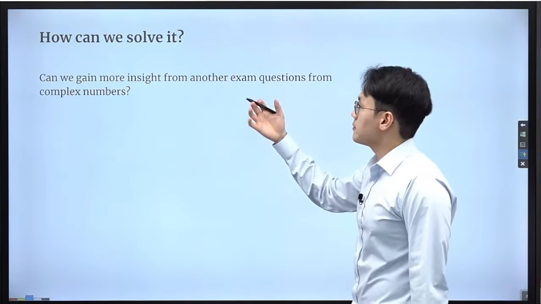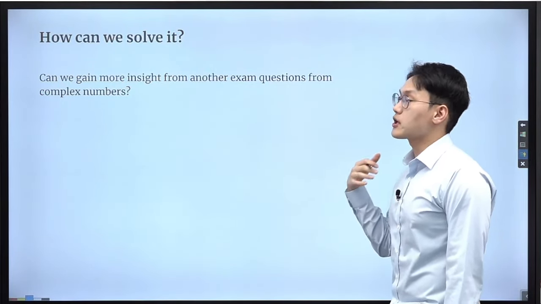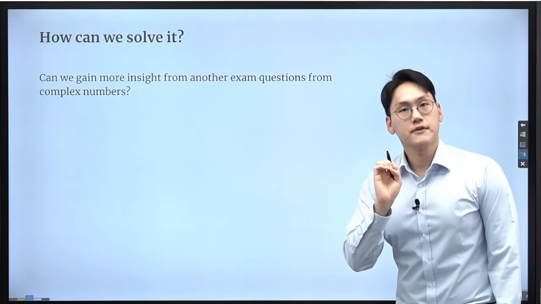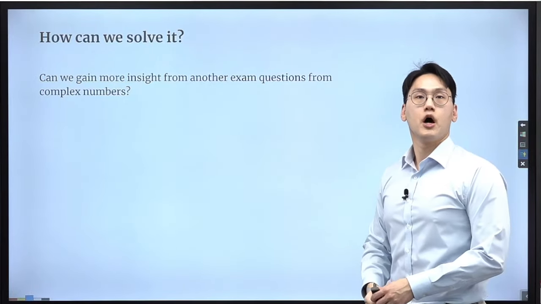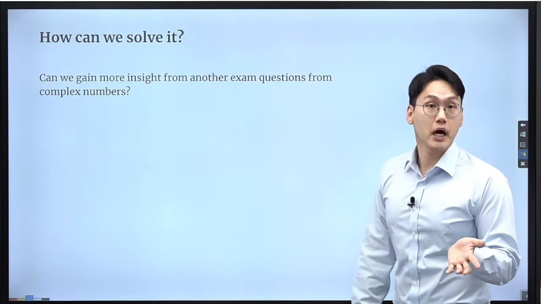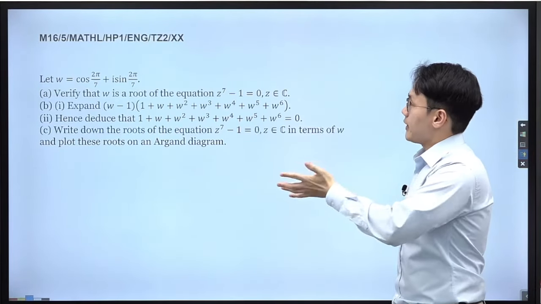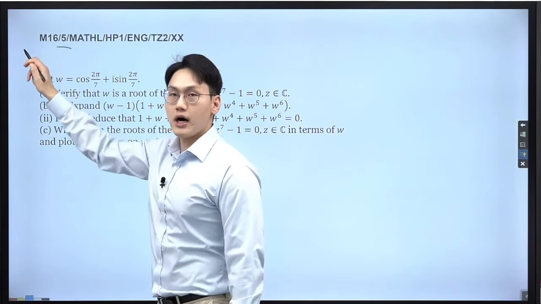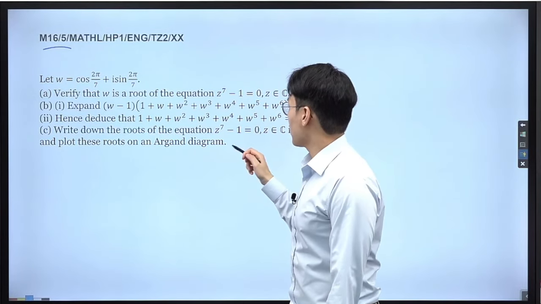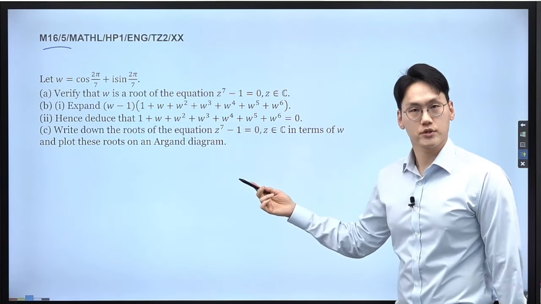So can we gain more insight from another exam question from complex numbers to see if I can build up a quadratic form of a sine or cosine 2 power 17? The sine and cosine doesn't really matter, right? Okay, so now we're going to have a look at the May 16 problem. I don't remember the question number, but it was at the end of the paper. So let's have a look.